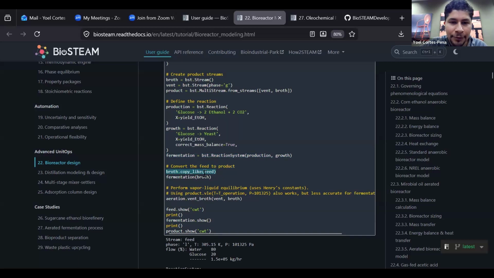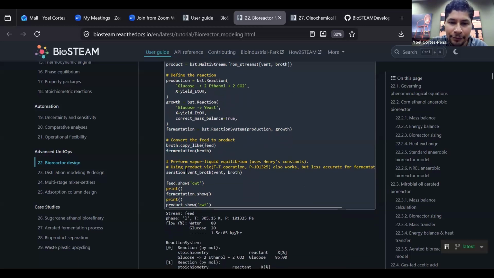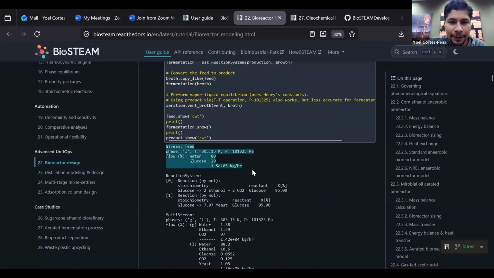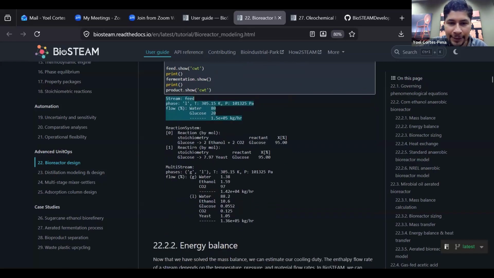And here we're going to react. First, we're going to get the flow rates from the feed to the broth. So we're copying everything from the feed to the broth. Then we're reacting the broth through the reaction object. Then we're performing the vapor liquid equilibrium through this method here in BioSTEAM between the vent and the broth. And here we have our results. We have our feed, our reaction system that we defined previously, and our product, which contains the vent and the effluent.